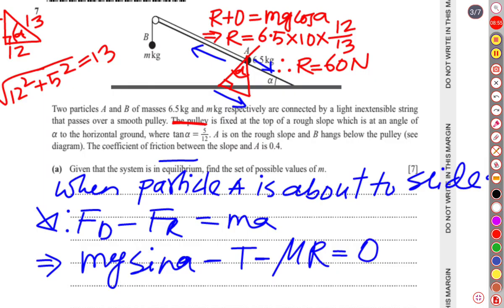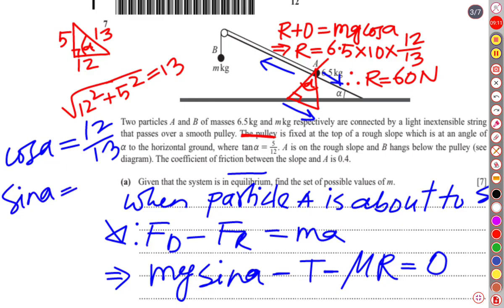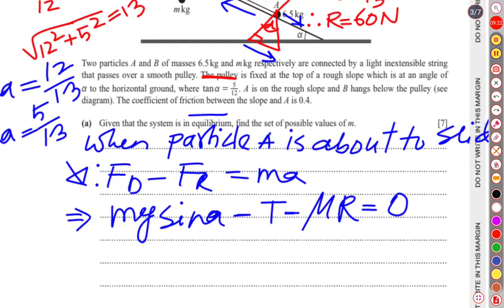Now let us see how much sin alpha is equal to. We have already written cos alpha is equal to 12 over 13. So surely sin alpha is equal to 5 over 13. Cos alpha was 12 over 13 and sin alpha is 5 over 13. So we are going to just substitute the values.